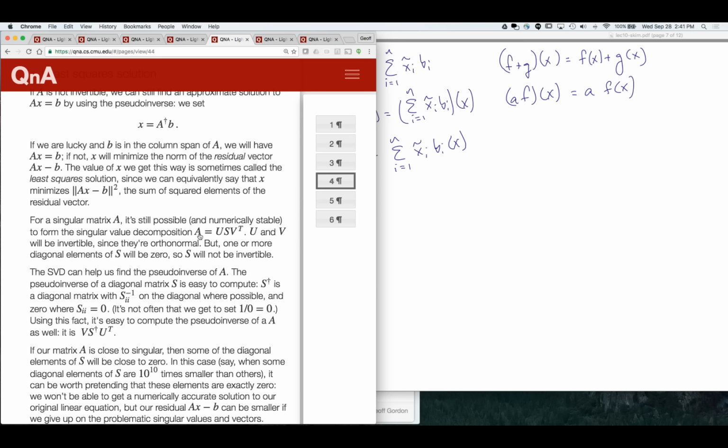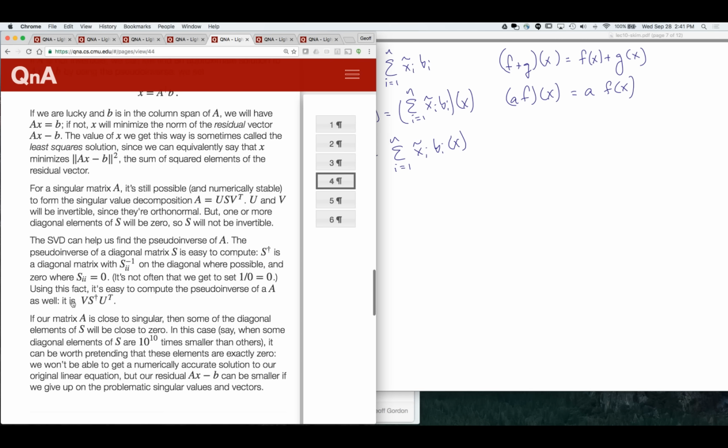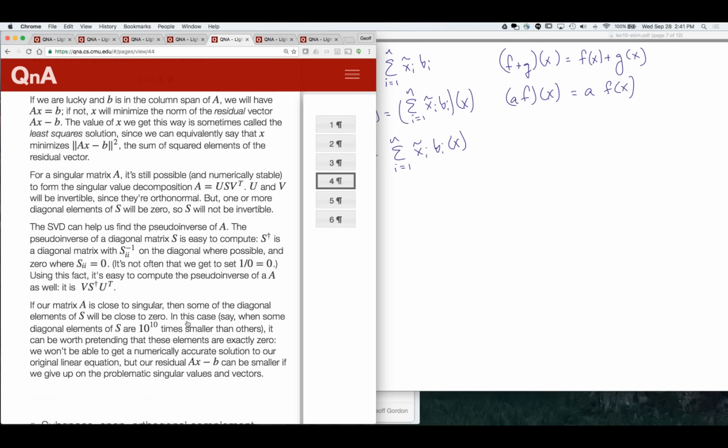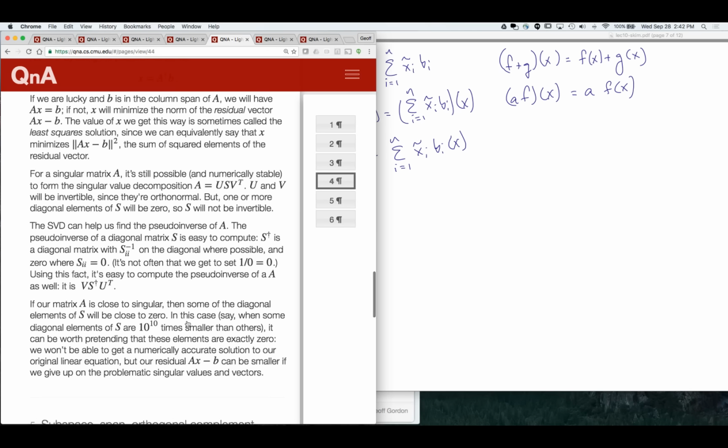So the pseudo-inverse of A is going to be V times the pseudo-inverse of S times U transpose, this expression right here. And the way you calculate the pseudo-inverse of a diagonal matrix is every non-zero diagonal element, you just take 1 over that element. Every zero diagonal element, you just leave as 0. And if we're close to singular, we can actually just take really small diagonal elements and replace them by 0.